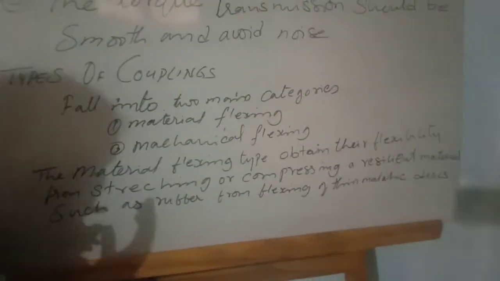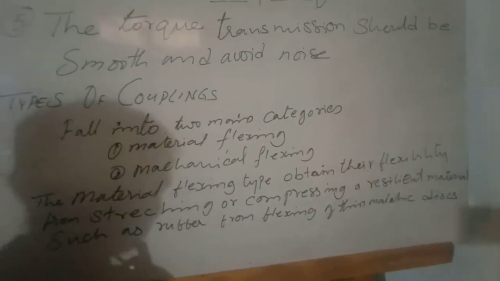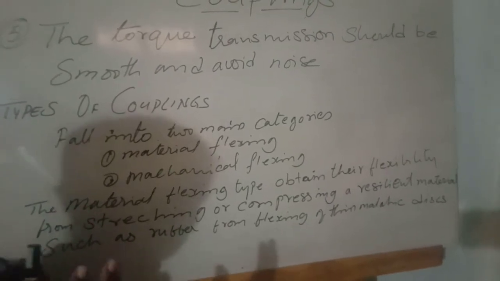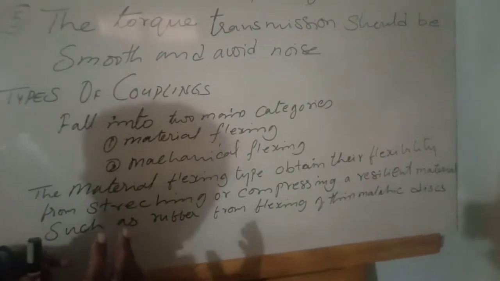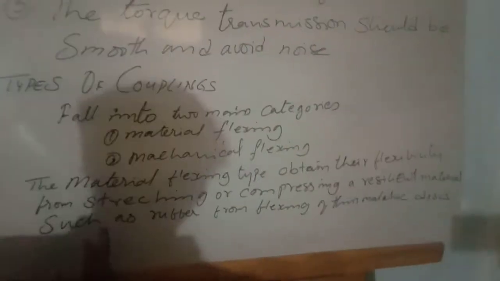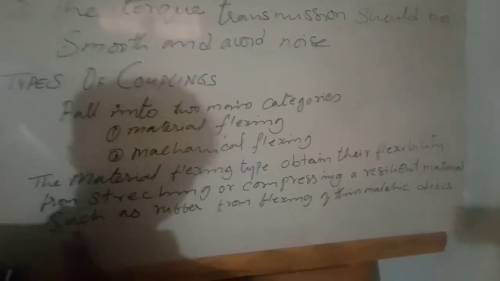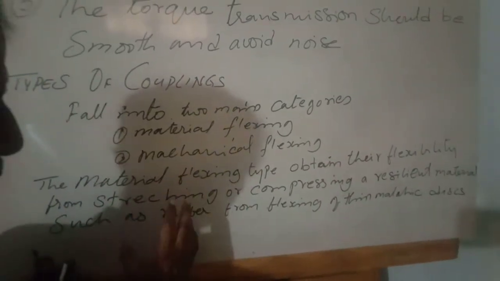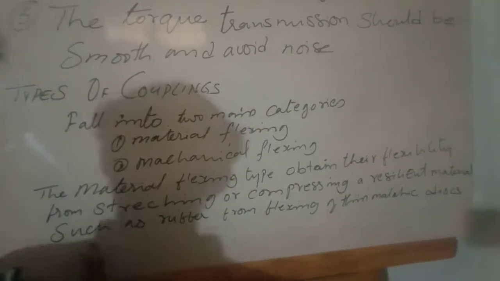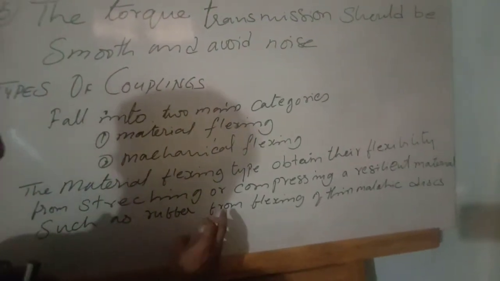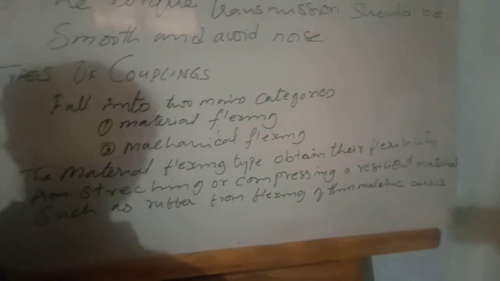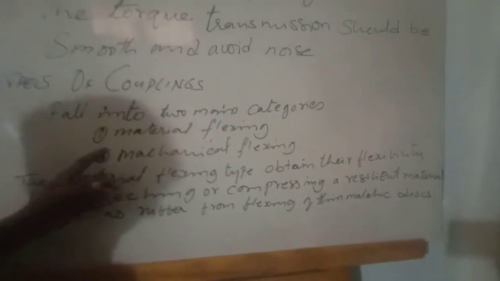A thin metallic disc is like a mask on the rubber, so that the rubber does not get worn out fast. On that rubber, metallic discs are provided, such as the rubber or a flexing thin metallic disc. So this is material flexing.